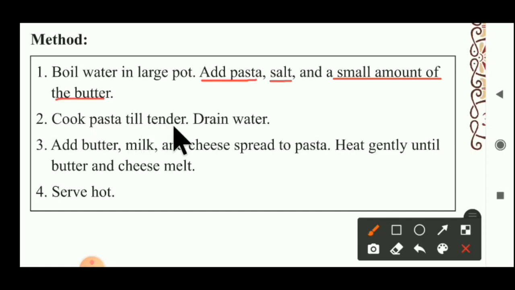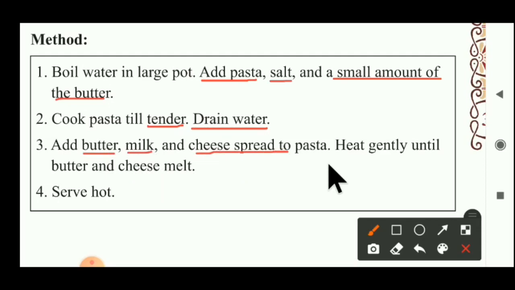Cook the pasta until it becomes tender, means soft. Now drain the water. After the pasta is tender, we have to drain the water. Drain water. We have to drain water. Now the third step is given here. Add butter. Now we have to add butter to the pasta, then milk and cheese spread.